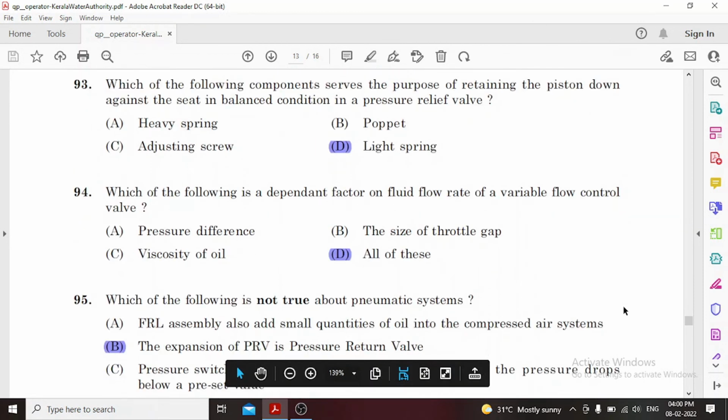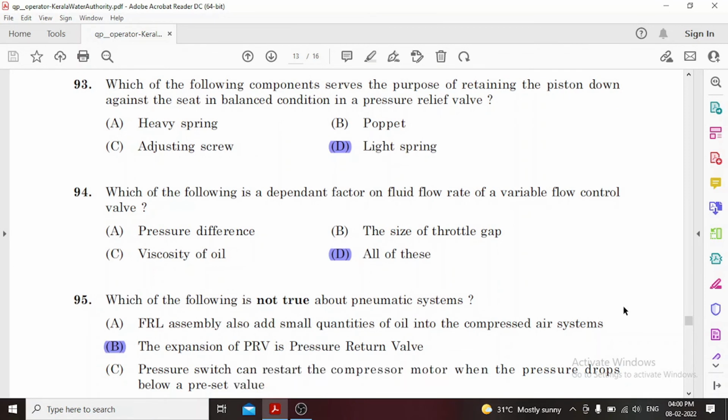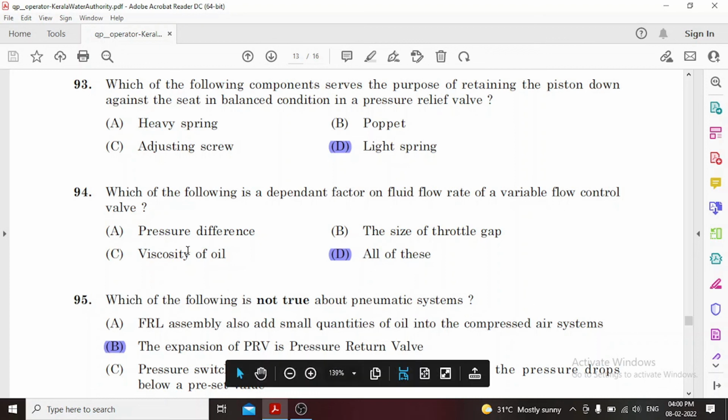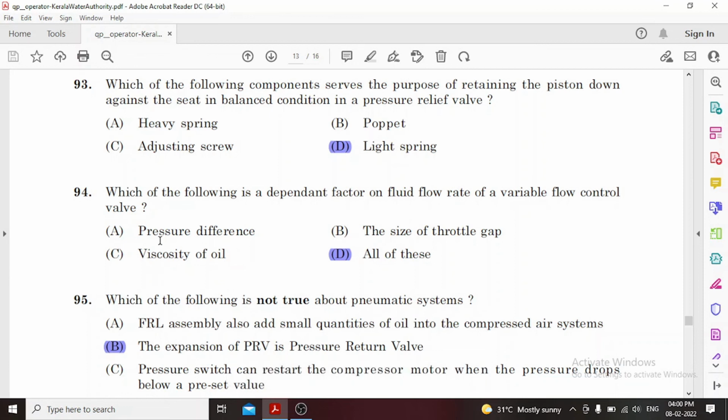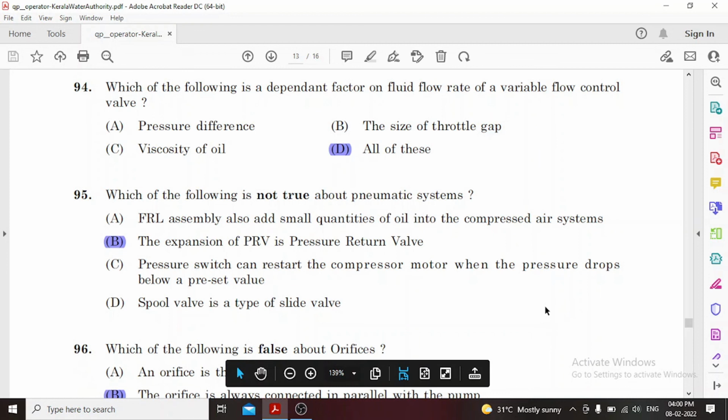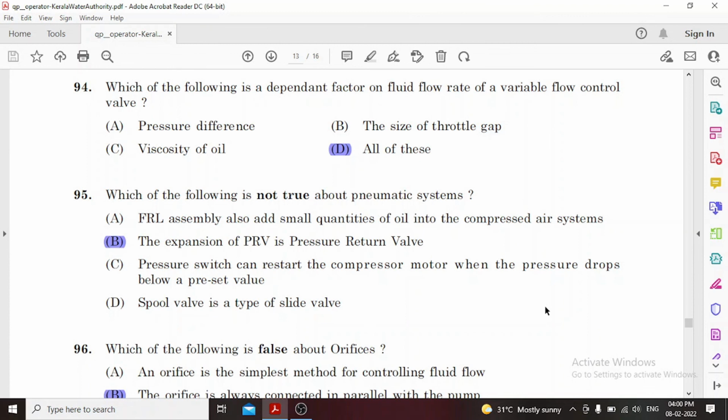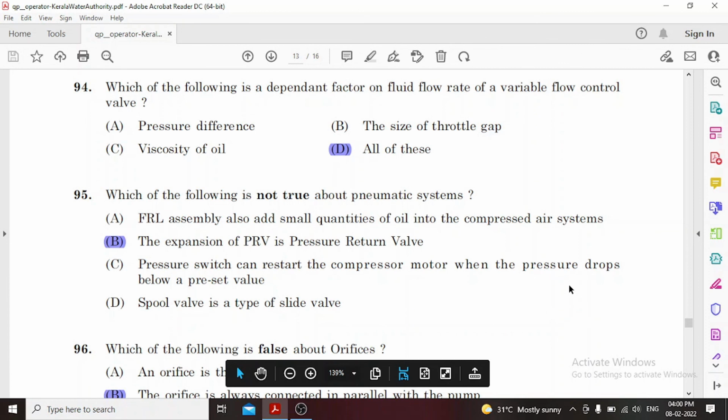94. Which of the following is a dependent factor on fluid flow rate of a variable flow control valve? Option D. All of this is the answer. That is, pressure difference, the size of throttle gap, viscosity of oil. All of this, option D is the answer. 95. Which of the following is not true about pneumatic systems? The expansion of PRV is pressure return value. Option B. This is the one that is not true.